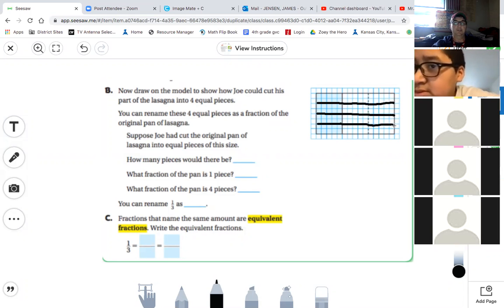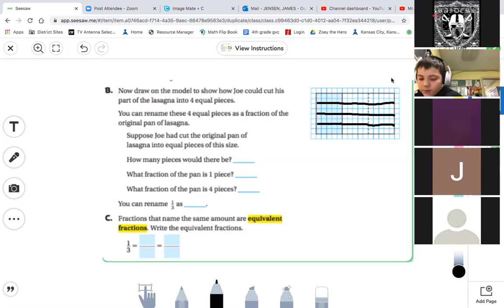Adeline, how many pieces are now in the lasagna? 12. 1, 2, 3, 4, 8, 12. You're right. There are 12. So, Adeline, what fraction would be just one piece right here?